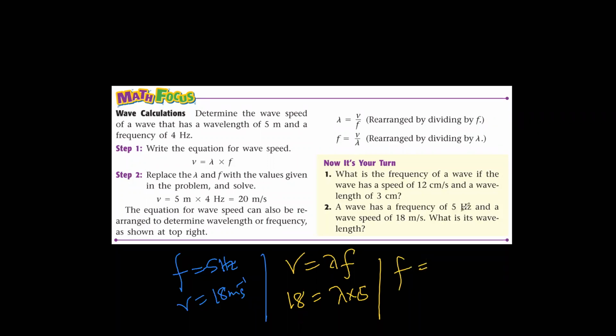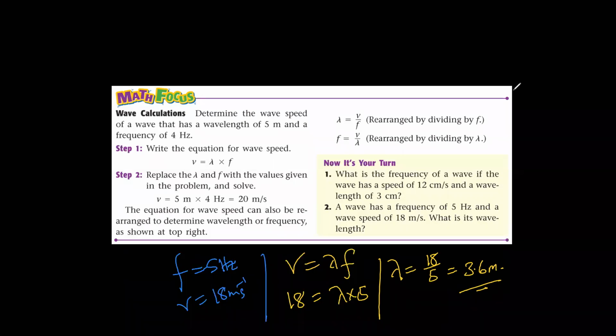So lambda equals... Before you go any further, what are you calculating for? We are finding lambda. Yes, we are finding the lambda. All right. So we say that therefore lambda is equal to 18 divided by 5, and what do you get? It will be 3.6. So the wavelength is 3.6 meters. Good. That is nice.